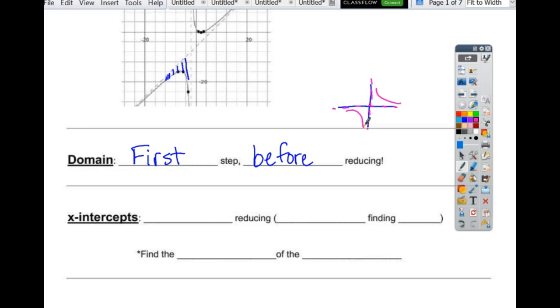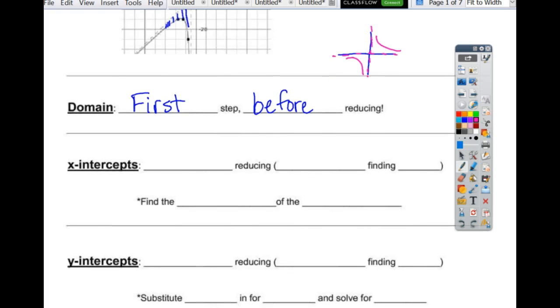Why? What's there? Which one? The vertical asymptote is going to interrupt our domain, correct? So when we're finding the domain, it's going to be all real numbers except, Alyssa, except what? The vertical asymptotes. Okay? So we're going to have all real numbers except for the vertical asymptotes.